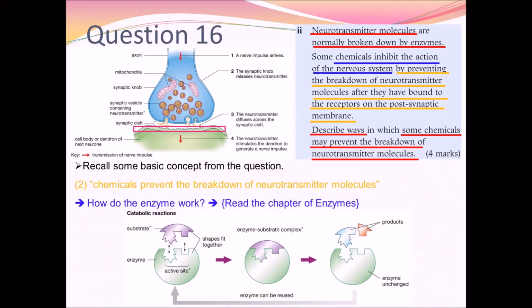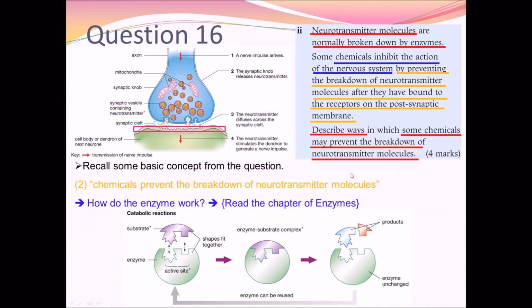For the second concept you need to recall, in the yellow part, it's talking about the chemicals preventing the breakdown of the neurotransmitter molecules. So what you need to recall is how the enzyme works. You need to recall the functions of the enzyme. How do they work? By referring to this diagram of a catabolic reaction, once the substrate binds to a specific site in the enzyme, they will form the enzyme-substrate complex, and then the substrate will be broken down. That's the normal case.